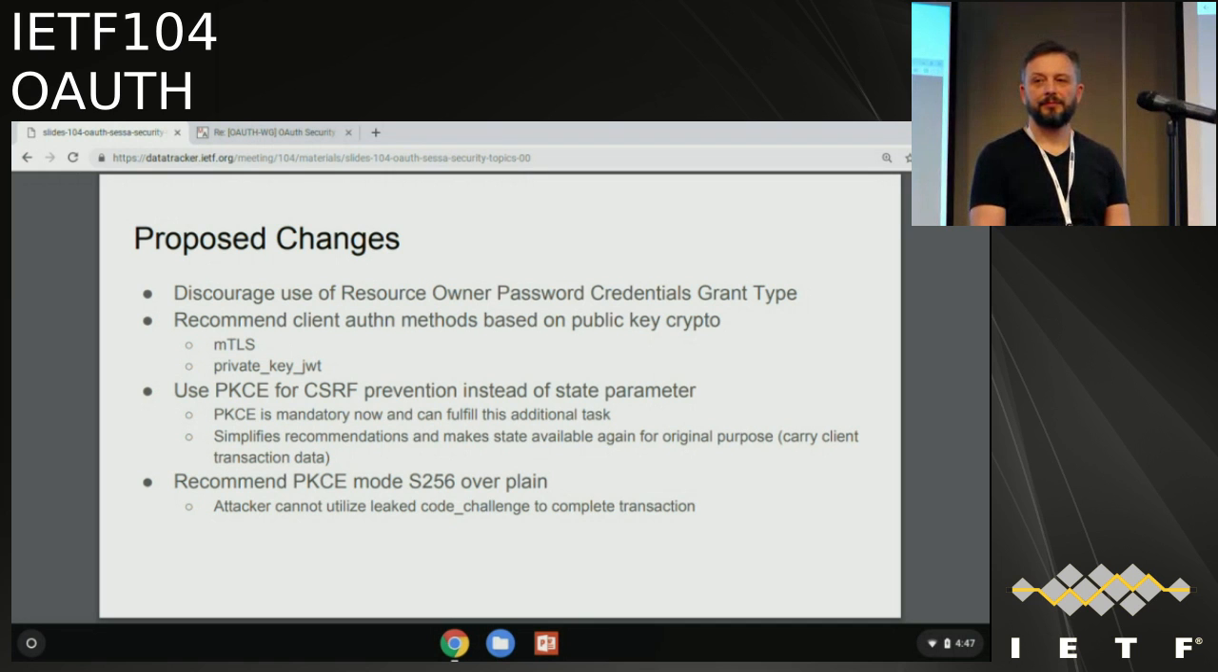Who in the room is in favor of discouraging the use of the resource owner password credentials grant? Raise your hand. And who's against it? Who thinks that we shouldn't discourage the use of it? So I would say that people are in favor of discouraging this. Of course, we'll confirm it on the mailing list.